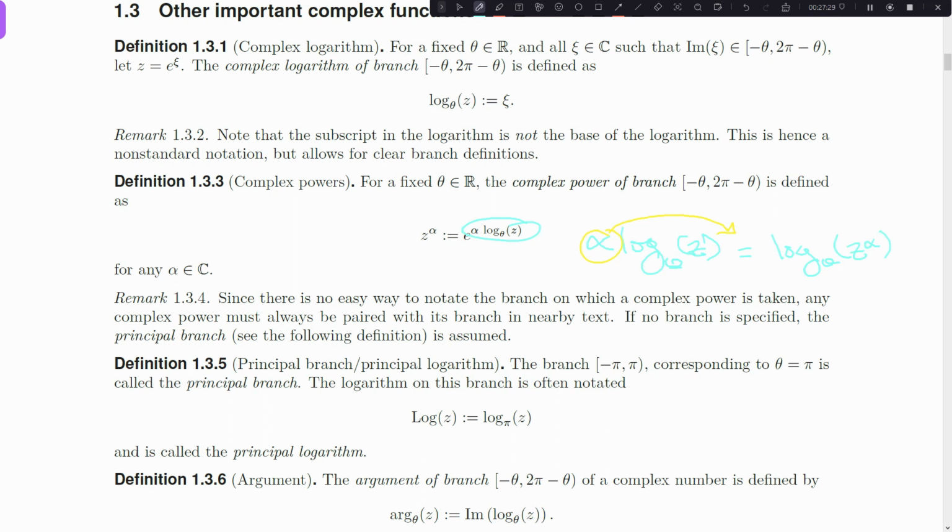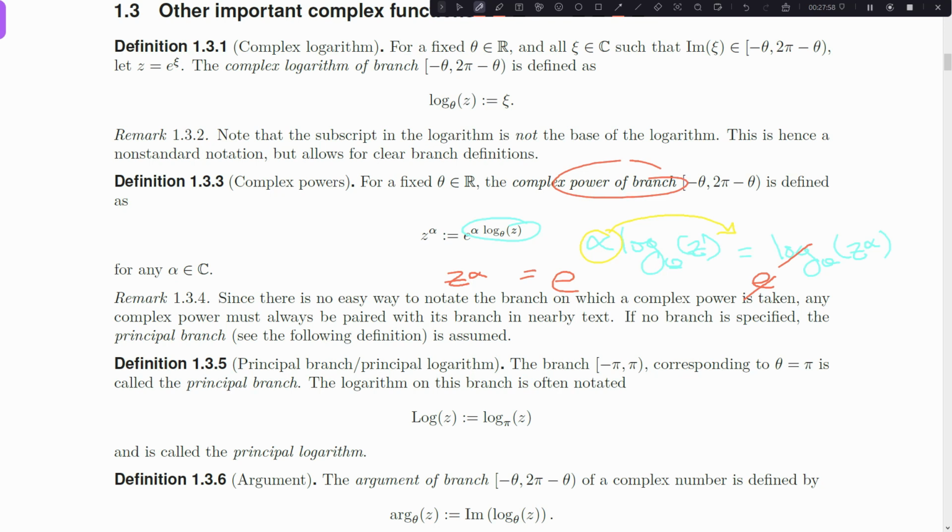And so this is equal to log theta of z to the alpha. And then if I take the exponential of all of that, my exponential and my log cancel, and I get exactly z to the alpha. So that's how we actually define these. We reverse engineer the log rule to define complex powers. But because of that, we're stuck with branches.